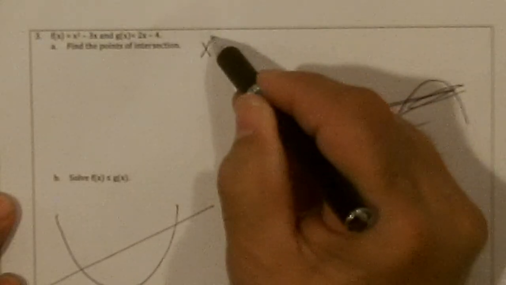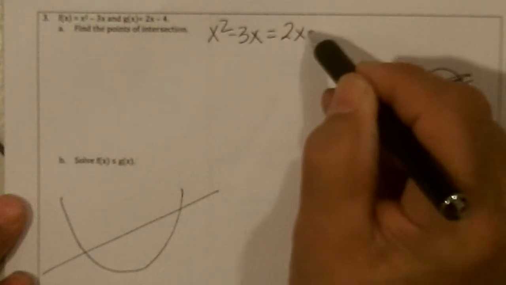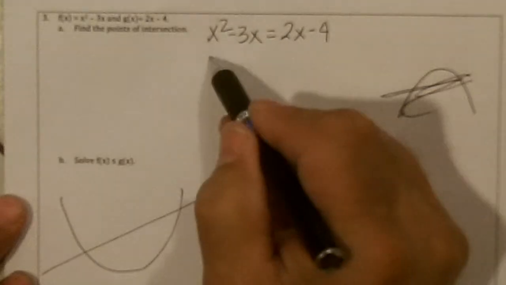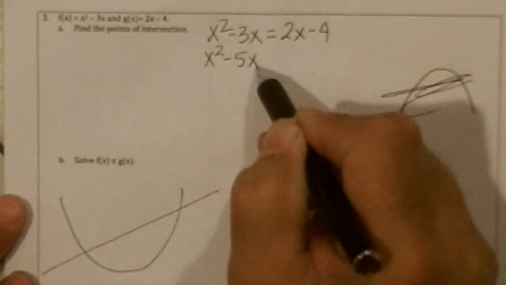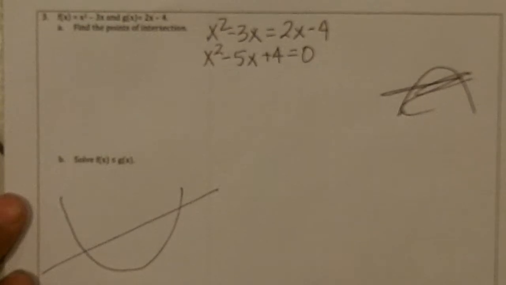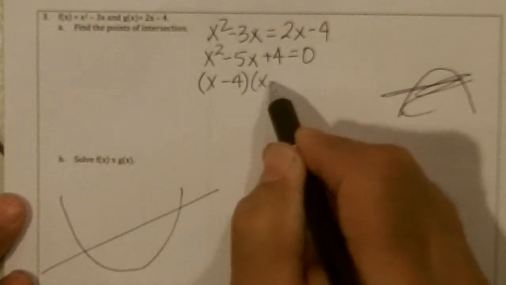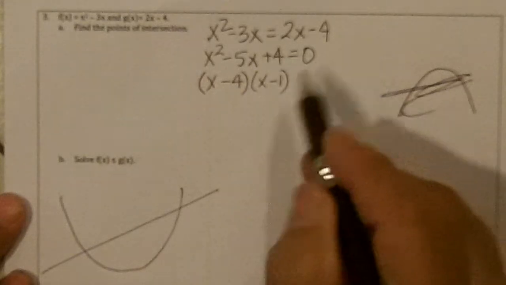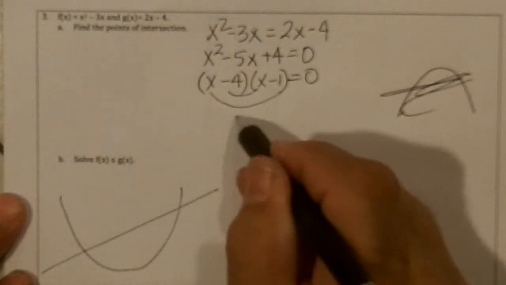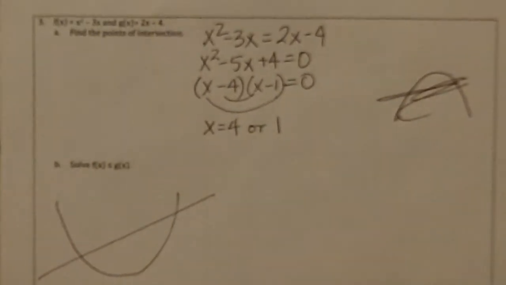So we'll have x squared minus 3x equals 2x minus 4. Keeping the x squared positive, I'm going to bring these over by subtracting 2x from both sides. So I'll have x squared minus 5x, and adding 4 to both sides, so I'll have plus 4 equals 0. This factors, or I can use the quadratic formula, but it factors to (x minus 4)(x minus 1). Minus 1 times minus 4 is plus 4. Minus 1 and minus 4 makes minus 5. So x is equal to 4 or 1, setting those two equal to 0.